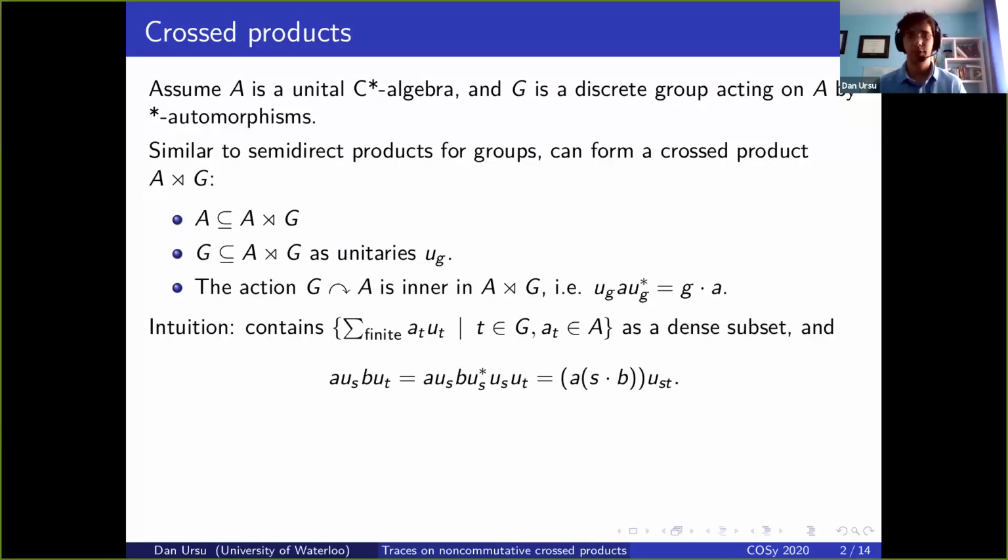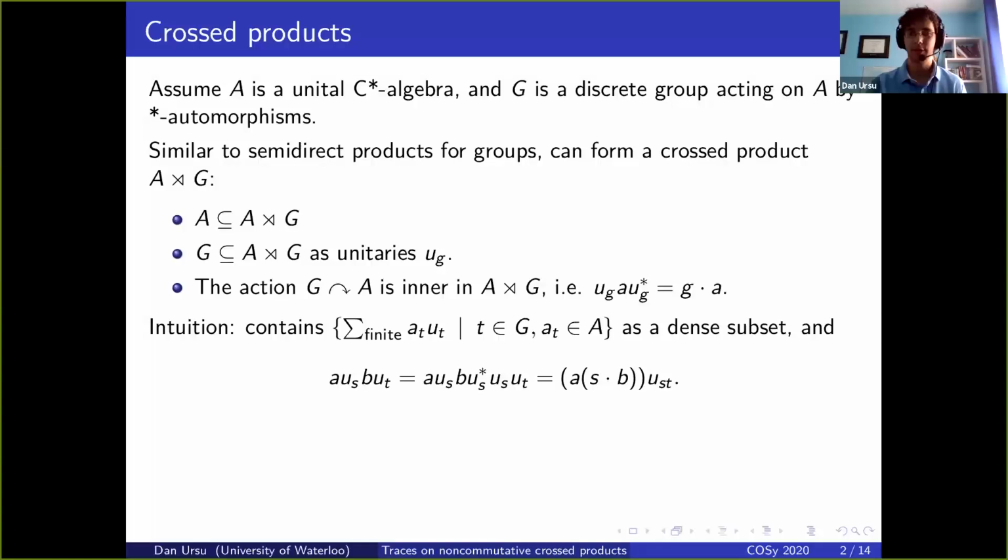And what should your intuition for cross products be? Well, they are more or less just finite sums of elements of G, so U_t, with coefficients in A, so a_t. And the multiplication is given by this formula written down here, which just follows from the fact that G embeds as unitaries and the fact that the action's inner. Of course, this isn't quite the whole picture because it's not just finite sums, but rather it contains the finite sums as a dense subset.